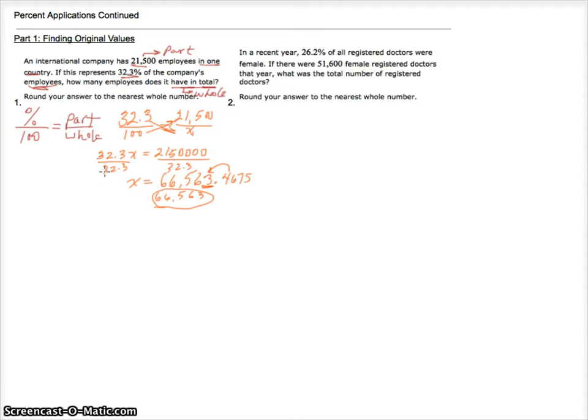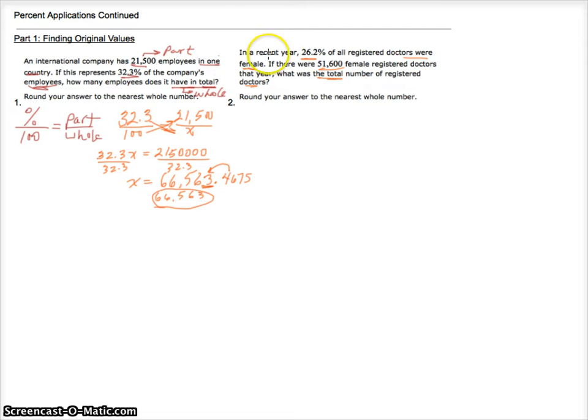Let's look at number 2 real quick. In a recent year, 26.2% of all registered doctors were female. So 26.2 of the registered doctors were female. If there was 51,600 female registered doctors, what is the total number of registered doctors? So 51,600 were female, but it's not the total because that's what we're looking for.